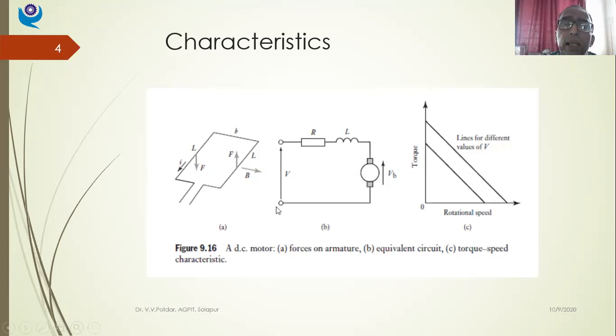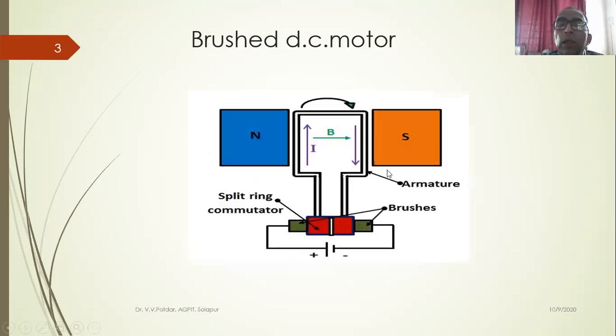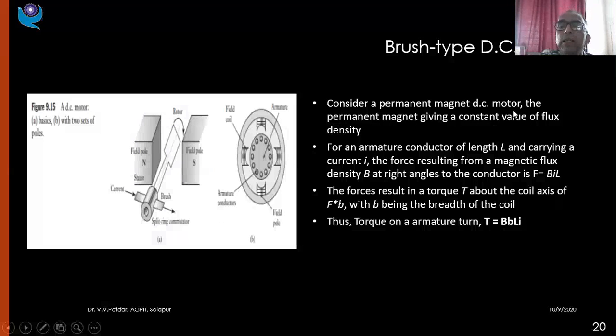So how much is this electromotive force? Consider a permanent magnet DC motor, the permanent magnet giving a constant value of flux density B. For an armature conductor of length L carrying current I, the force, the electromotive force resulting from a magnetic flux density B at right angles to the conductor.